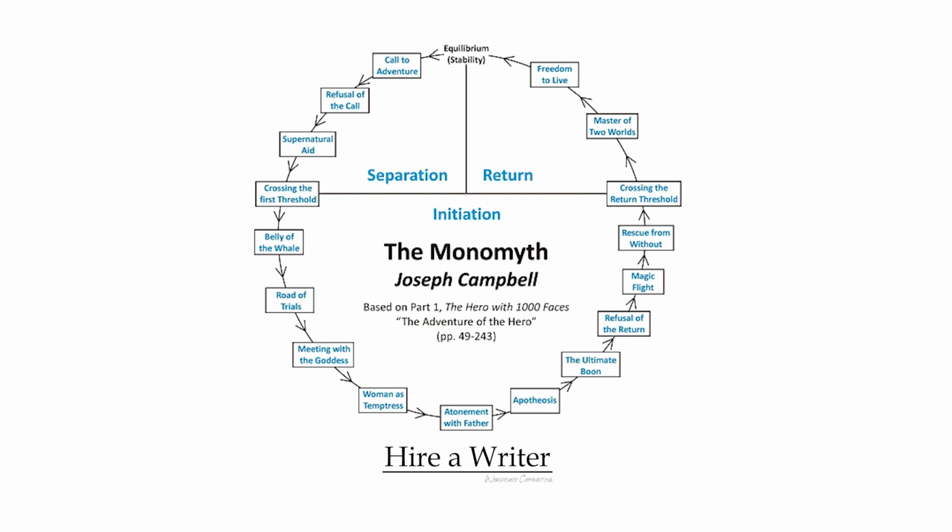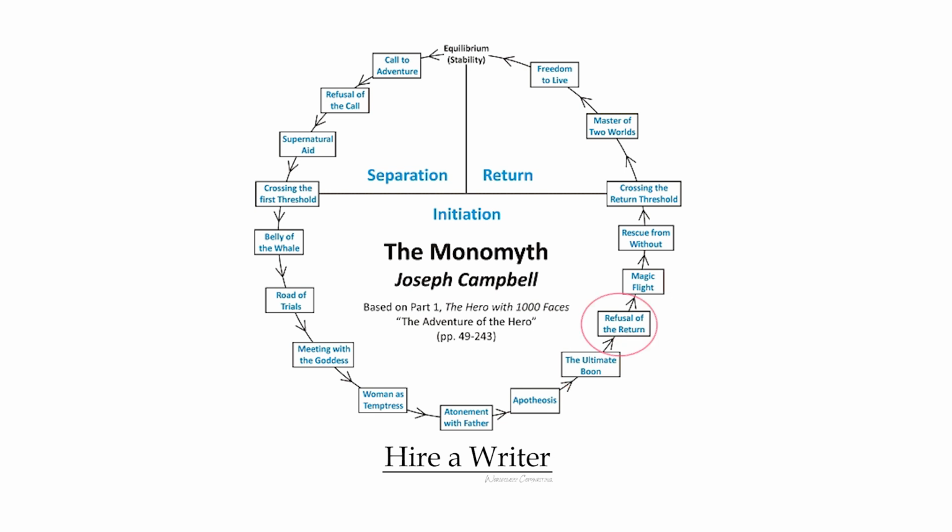Often then, after that, about halfway through the story, there's some kind of atonement or reconciliation where the hero really accepts who they're going to become. After that, they often receive some kind of gift that's going to accelerate their progress towards salvation, towards resolution, towards winning whatever they're trying to do. The ultimate boon. And then there's the refusal of the return.